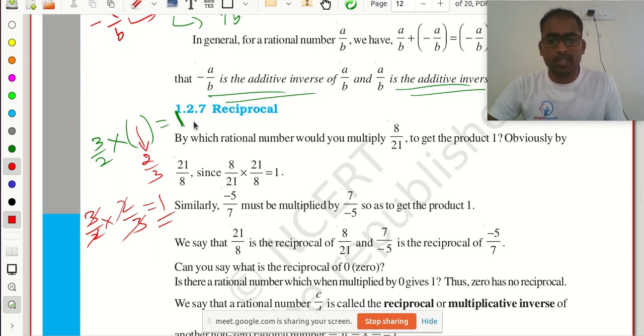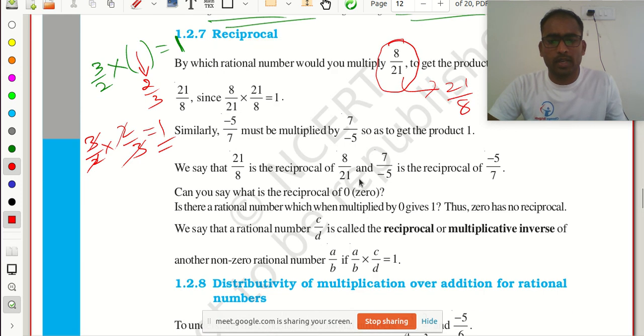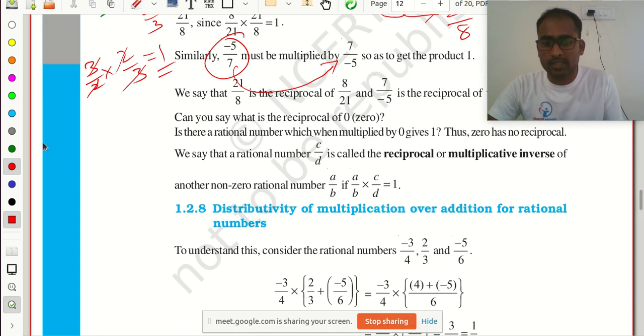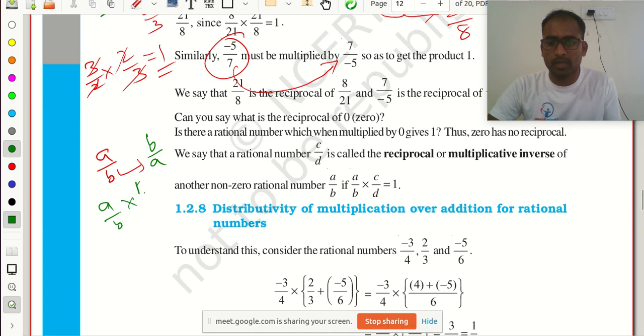Clear? Same here. What is the reciprocal of 8 by 21? 21 by 8. What is the reciprocal of minus 5 by 7? Minus 7 by 5. So like this. Next, what is the reciprocal of a by b? b by a. So a by b multiplied with b by a is equal to 1.